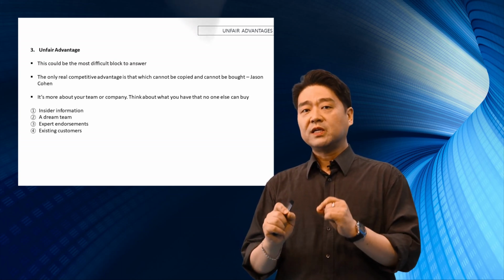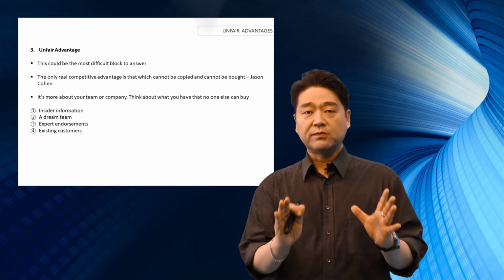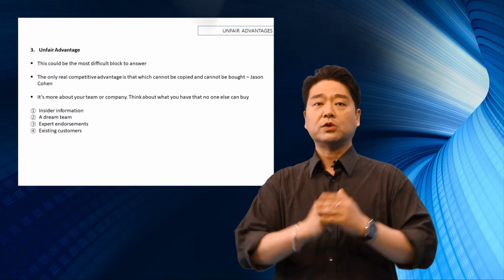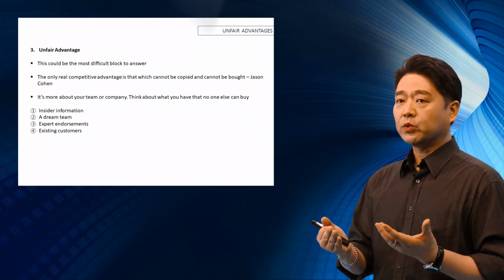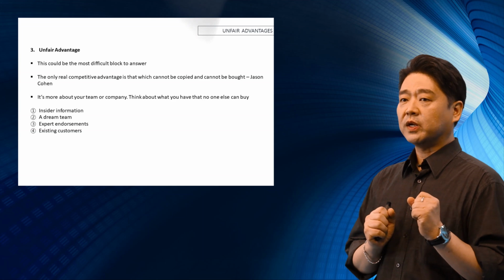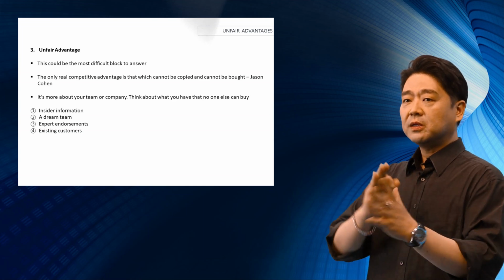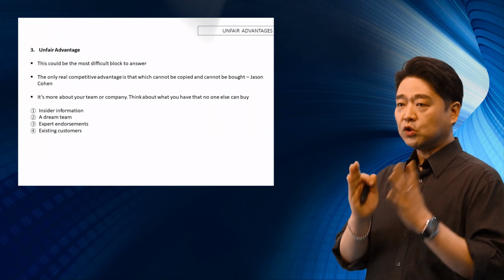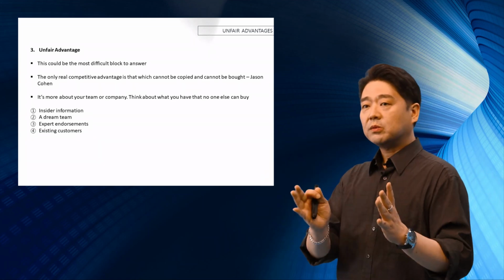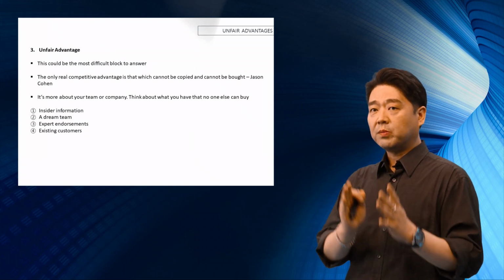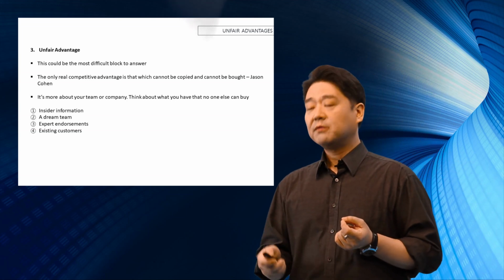Now, when we say unfair advantage, it's about you or your team or your company. If you have insider information, that's good for you. If you have intellectual property, good for you. If you have some endorsement from an industry guru or experts, that's really good as well. If you already have existing customers, that's an unfair advantage as well. So in this block, you don't really talk about your product, technology itself, or your services. You're talking about you and your company. If you have a dream team, that's good. If you have existing customers, write something about it. That's an unfair advantage that cannot be copied or bought by other companies. So if you keep that in mind, then you will be fine filling out this section.